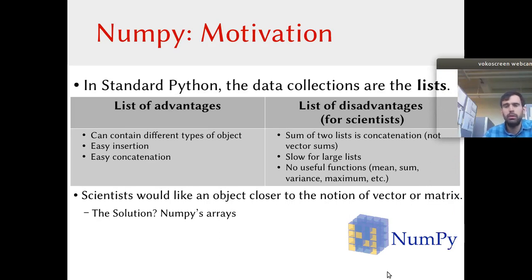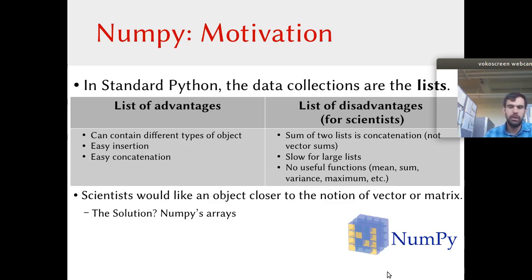In standard Python, the data collection objects are lists. There are plenty of advantages. The list can contain different types of objects. You can put strings with numbers with whatever. It has easy insertion. You just need to use the method called insert. And it has easy concatenation, which is gluing two lists together very easily, just using the plus sign.